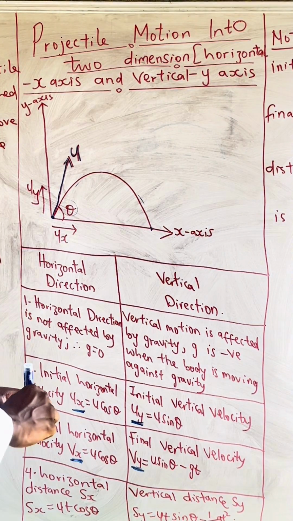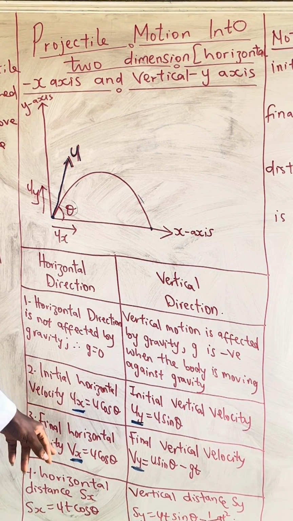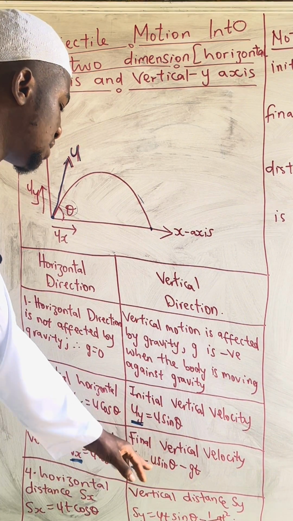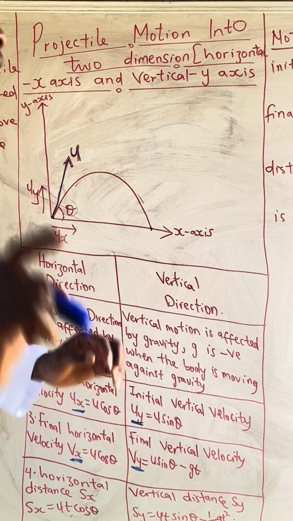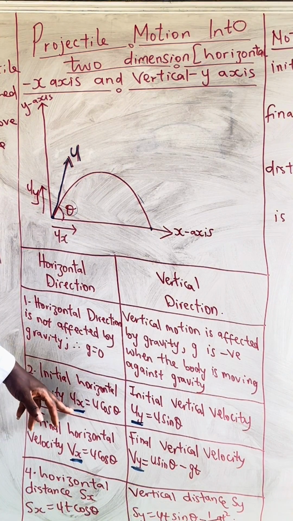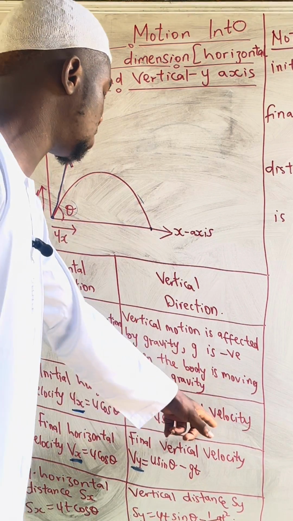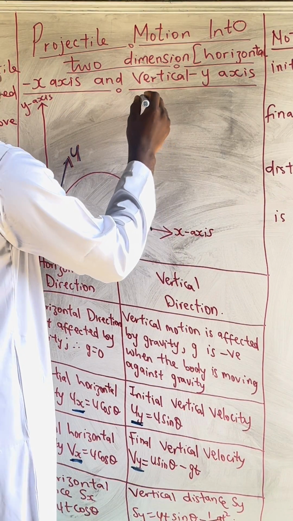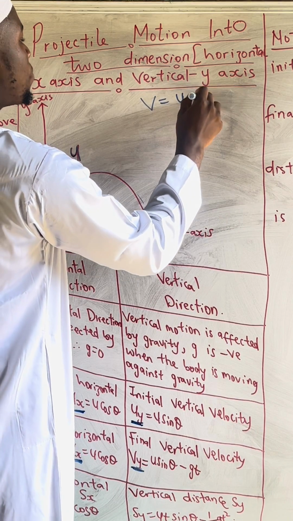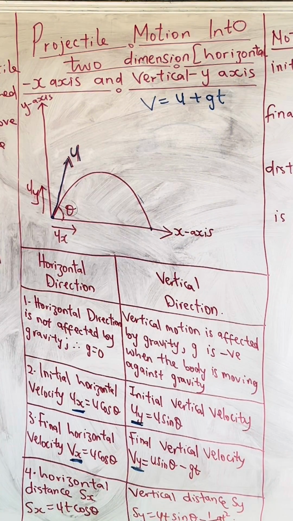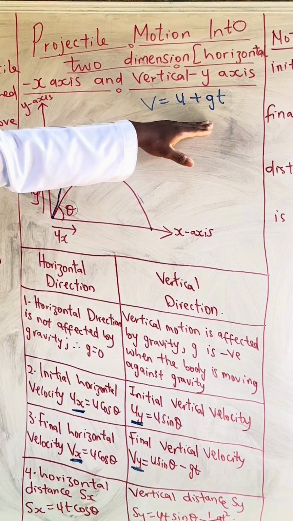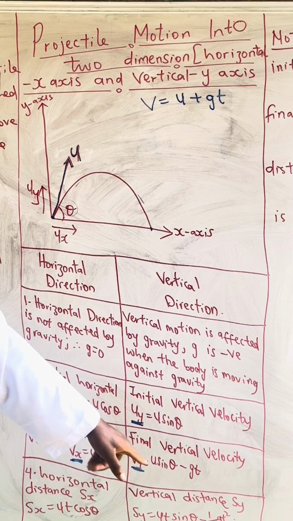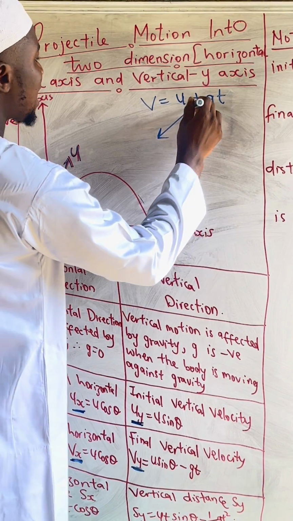Someone will ask me, why is it that initial horizontal velocity and final horizontal velocity have the same formula, but initial vertical velocity and final vertical velocity have different formulas? The reason is this: we've already known that our initial horizontal velocity Ux is U cos theta, our initial vertical velocity Uy is what? U sin theta. So we are going to remember that from our kinematics in one dimension, V is equal to what? U plus gt, right? V is equal to U plus gt. So this is the equation that we used to derive the formula for Vx and Vy. So I can draw something like this.